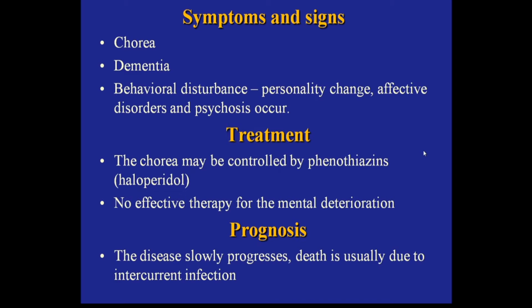Symptom complex: chorea plus dementia, maybe plus behavioral disturbance; personality change, affective disorders, and psychosis occur. Treatment: we don't have effective treatment. This is hereditary disease. Chorea may be controlled by phenothiazines, haloperidol sometimes. No effective therapy for the mental deterioration.